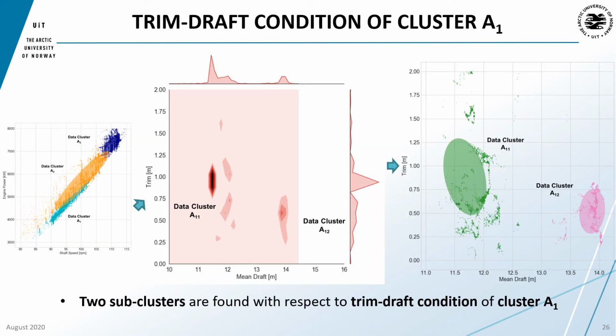After that, the data cluster A1 was selected to proceed with our investigation. We will look into the trim and draft condition of this data cluster. So we found that there are two subclusters, data cluster A11 and data cluster A12, with respect to trim and draft condition of this data cluster.